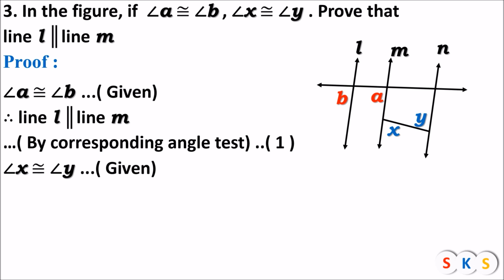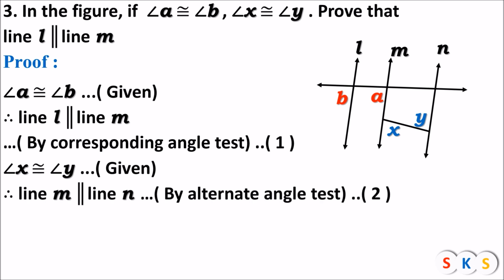You can see that angle X and angle Y are alternate angles, right? And we know if the alternate angles are congruent, then the lines are parallel. So which two lines will be parallel over here? Line M and line N. Why are line M and line N parallel? Because the alternate angles formed by them are congruent. Therefore line M is parallel to line N by the alternate angle test. That would be equation number 2.